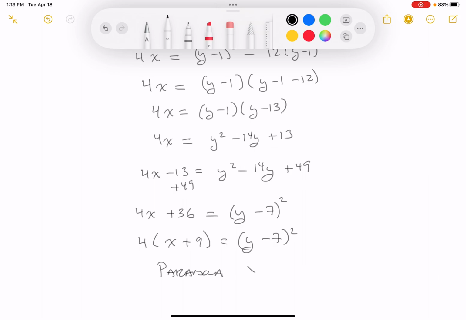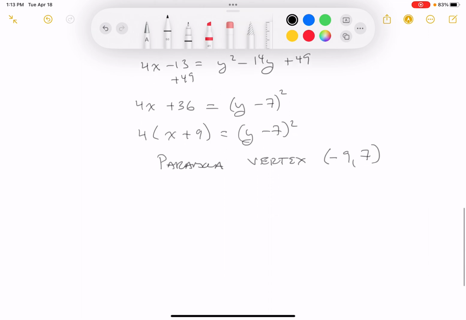All right, the vertex is going to be at minus 9, 7. I have an idea that it looks like this over here. It's kind of a rough picture. Again, the vertex over here is minus 9, 7. Let's see what else I can do. I know the p is 1, right? The p is that directed distance.